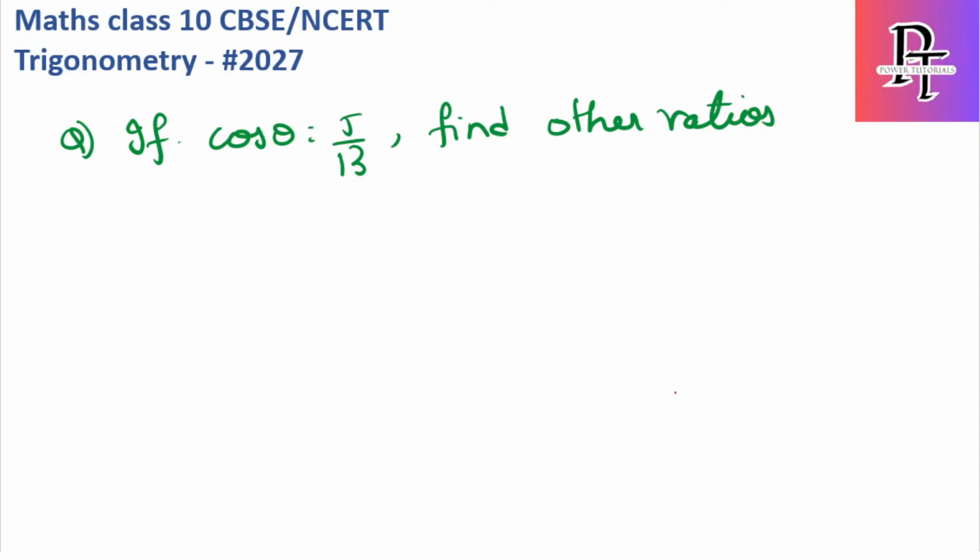Okay, see the next one. Now, using the Pythagoras theorem, if you know one ratio, we should be able to find all the other ratios. I will tell you how in this example. What they are saying is that cos theta is 5 by 13. So let's mark a triangle first.